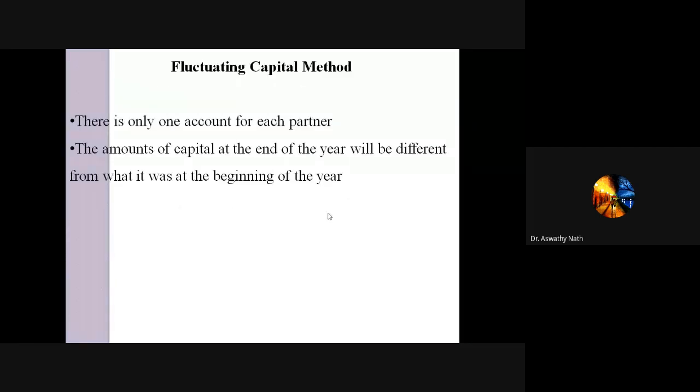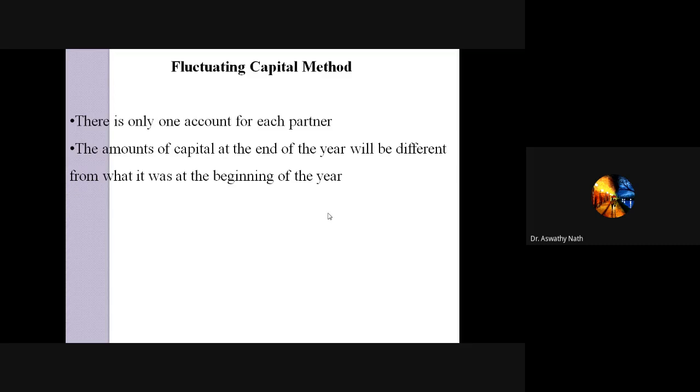Another method is the fluctuating capital method. So what does fluctuating capital mean? It is one which changes from year to year. When we say fixed capital, the partners agree to keep their capital at their original figures year after year. But fluctuating capital means the capital is one which changes from year to year.